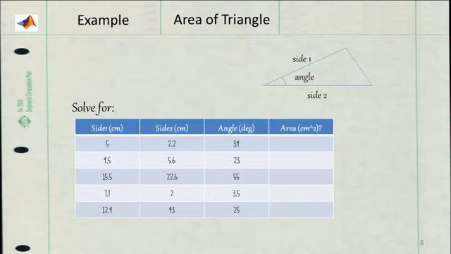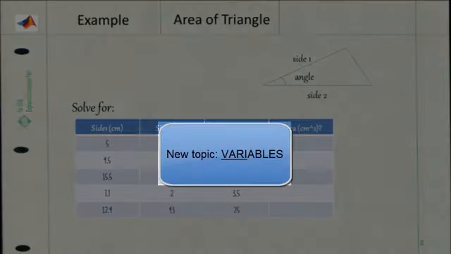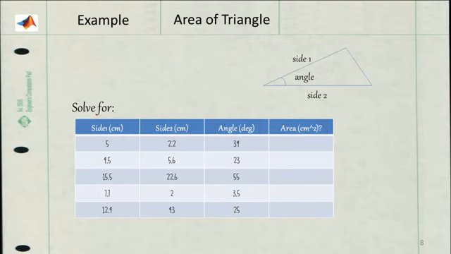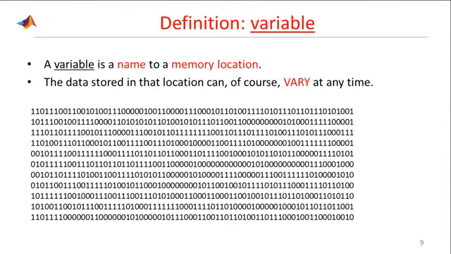Now, before we go write MATLAB code, a new topic has to be introduced, and that is variables. The root word in variables is vary. In this problem, the variables are the sides, the angle, and the area. So each time we reuse the code, these values absolutely need to be able to change. Now, a variable is a name to a memory location. The data stored in that location, of course, can vary at any time.